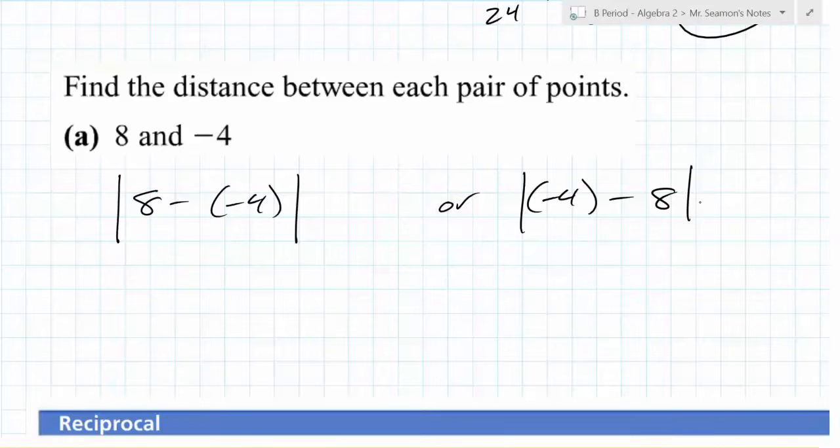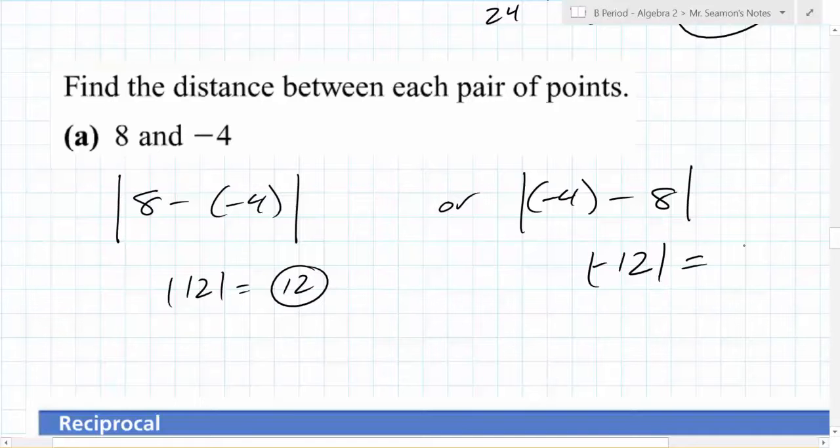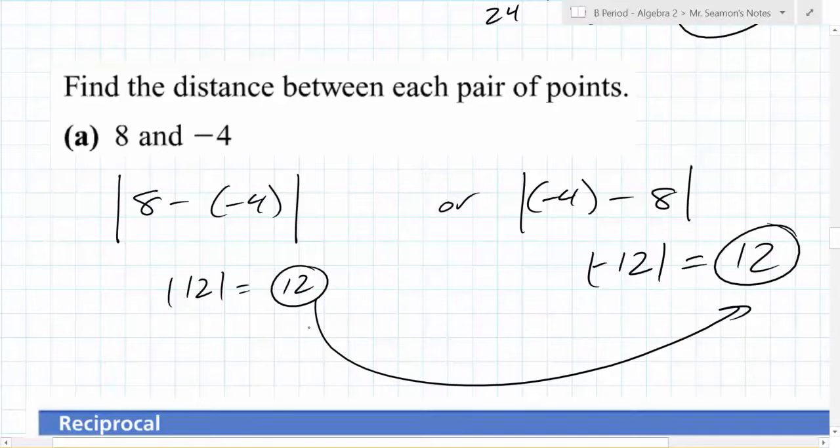So if you want the distance between two numbers, in this case 2 points on a number line, you can subtract in any order you want. What's 8 minus negative 4 equal to? 12. Yeah, the absolute value of 12 is just 12. What about over here, though? Negative 4 minus 8 is negative 12. But what's the absolute value there? Did we get the same thing? We should.